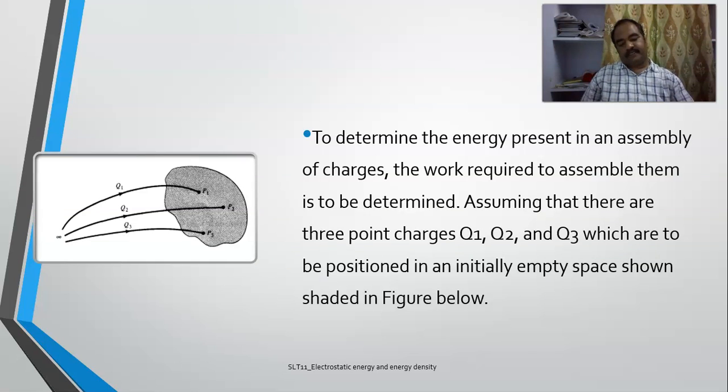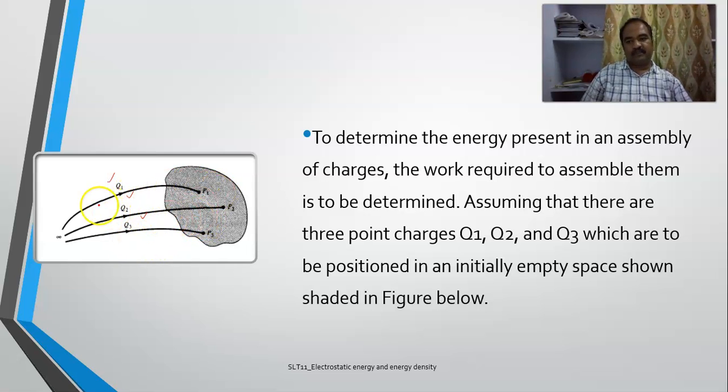So let us take a random space, which is represented here, and I am moving three charges Q1, Q2 and Q3 from infinity into this particular space. I will move the charges one by one. First I will move Q1 from infinity to point P1, then charge Q2 to P2, and next Q3 to P3.